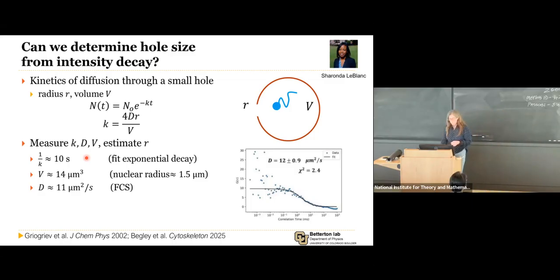The volume is about 14 microns cubed. We just say, okay, our unperturbed nucleus before we started this was a sphere of radius about 1.5 microns. And the diffusion coefficient, Sharonda LeBlanc can measure because she's an expert in fluorescence correlation spectroscopy, which I won't talk about all the details of, but it is a way that you can quantify diffusion. And here on the right is an example of one of her curves, okay? When you average across multiple experiments, that turns out to be about 11 microns squared per second.